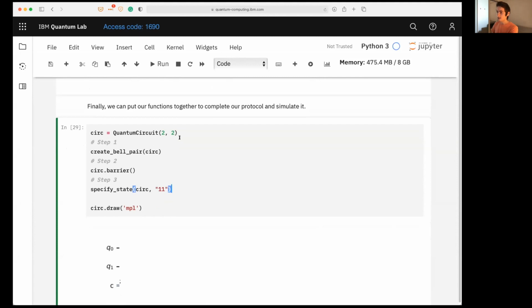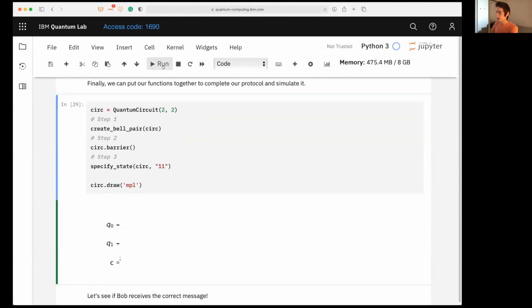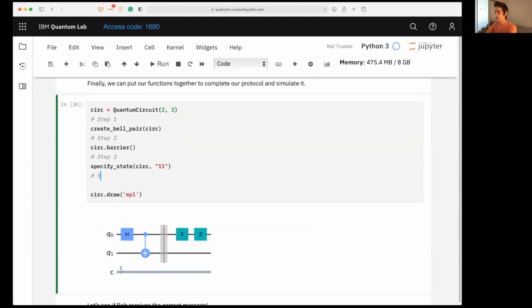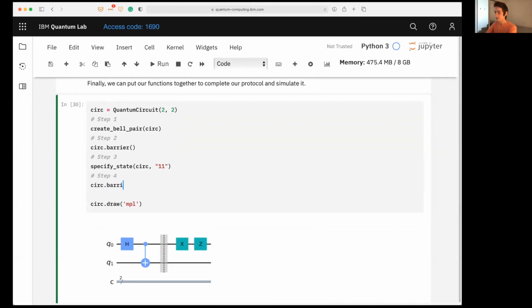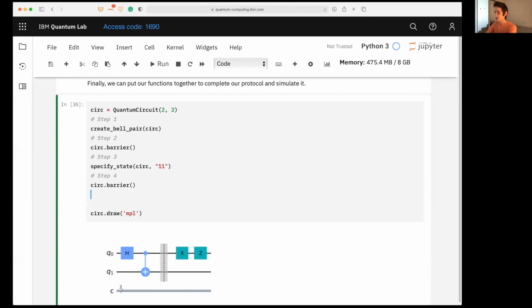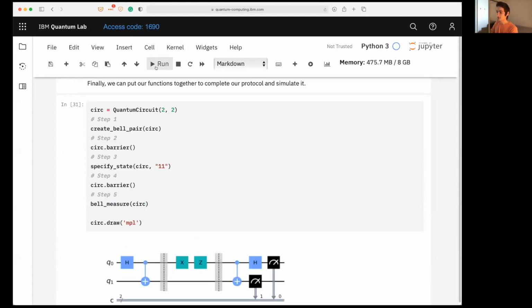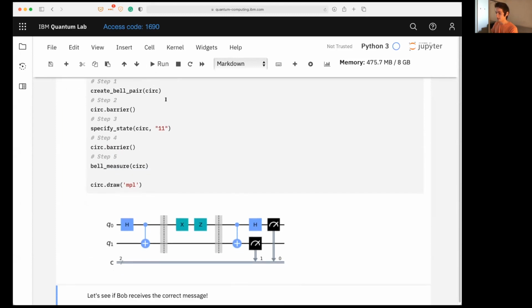Okay, let's take a quick pause here and draw our circuit again. So I'm going to run this cell. We'll see what we have so far. Step 1 is over here. Step 2 is nothing. They just move apart. Step 3 is to encode. Let's keep going. Step 4 is just another barrier where Alice sends her qubit back to Bob. And step 5 is the thing we just talked about, that Bell measurement. So we're going to do Bell measure. And again, we just pass in our circuit.